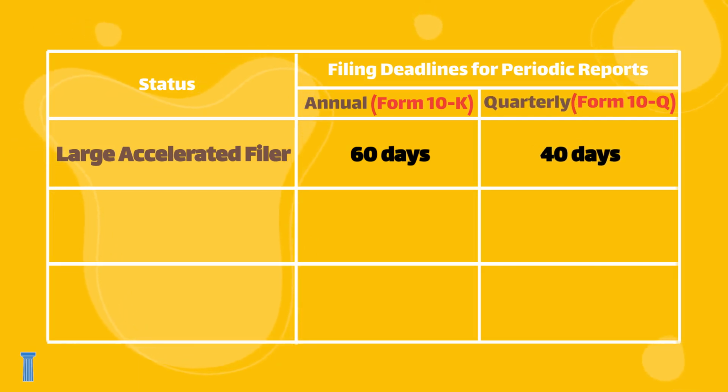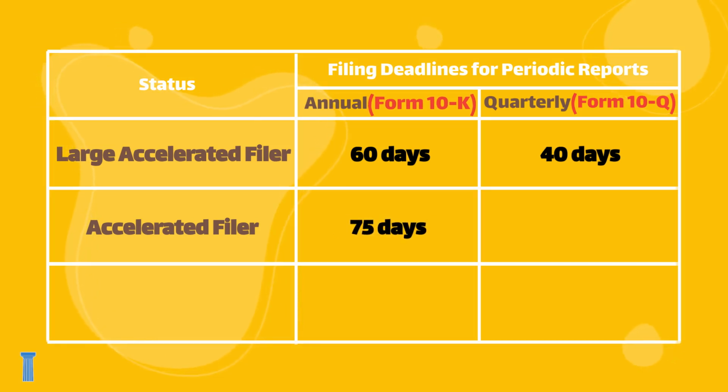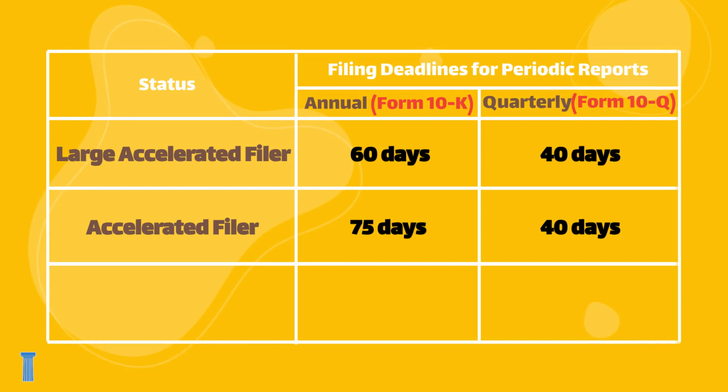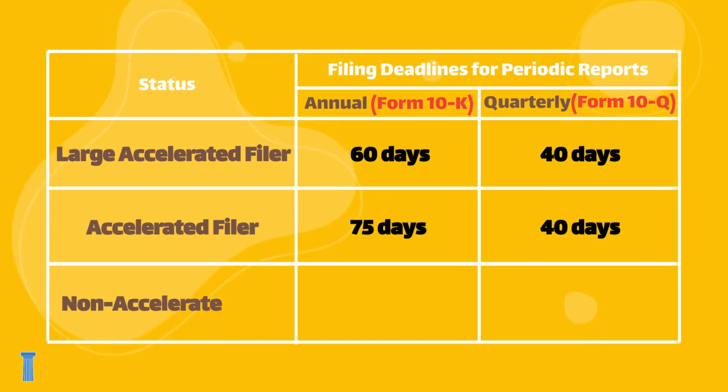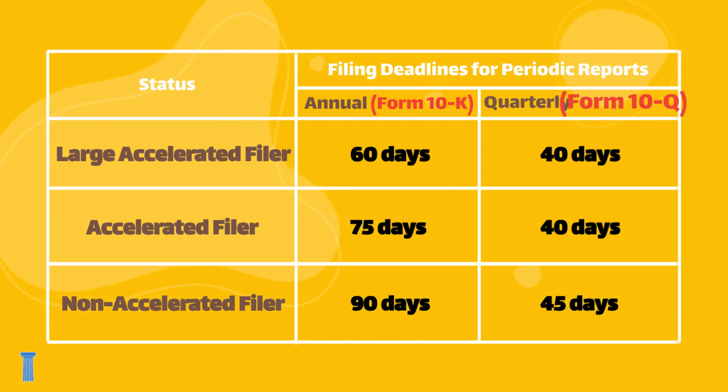If your company is an accelerated filer, you have 75 days to file Form 10-K from the end of the fiscal year. You are still required to file Form 10-Q within 40 days of each quarter's end date. Finally, if your company is a non-accelerated filer, then you have 90 days from the end of the fiscal year to file Form 10-K. You have 45 days from the end of each quarter to file Form 10-Q.